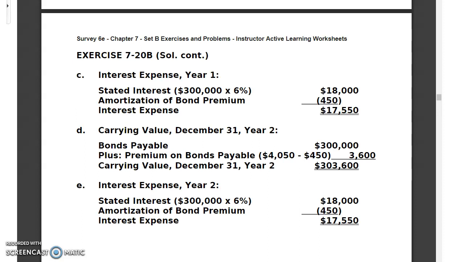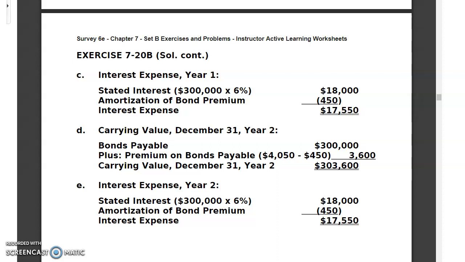Part C, interest expense, year 1. Okay, the stated amount of interest, 6%, that's the amount of interest that is paid to the bondholder. No matter whether it was sold at face value, premium, discount, whatever, that stated interest rate is what the bondholder gets. So $300,000 times 6%, the bondholders are going to get $18,000 in interest every year for 10 years.